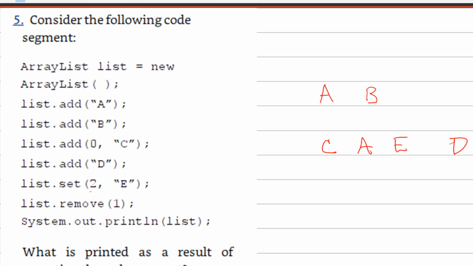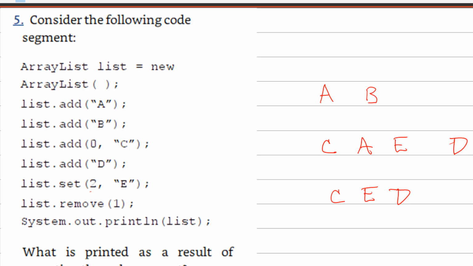And then finally, list.remove(1). That removes what's in the 1 position. There's an A in the 1 position, so I'm just going to completely remove it and I'm getting left with C, E, D. So CED is my solution.